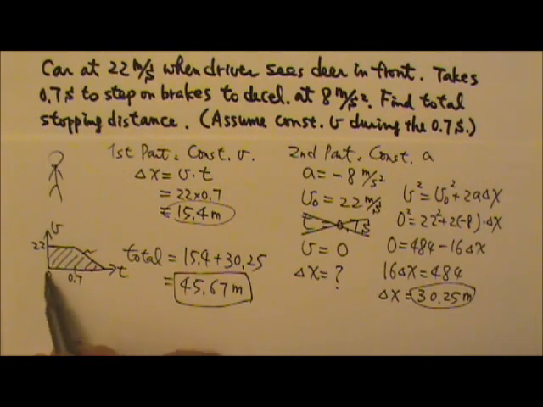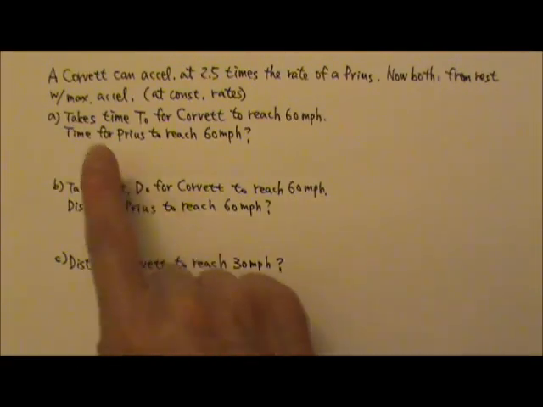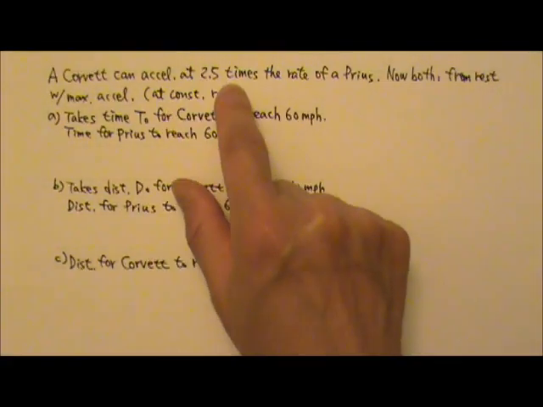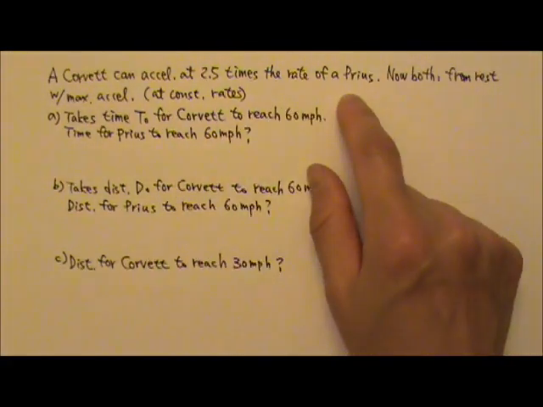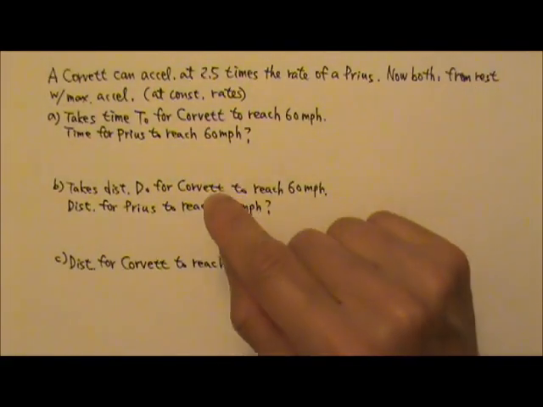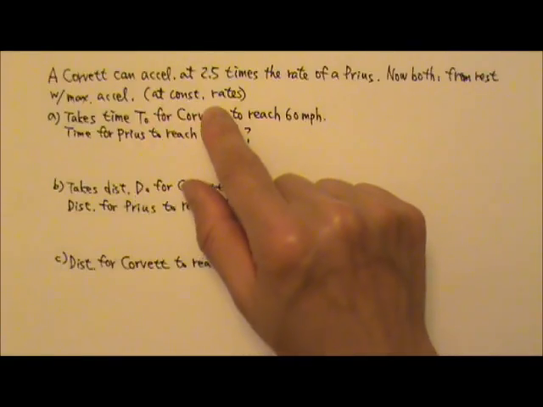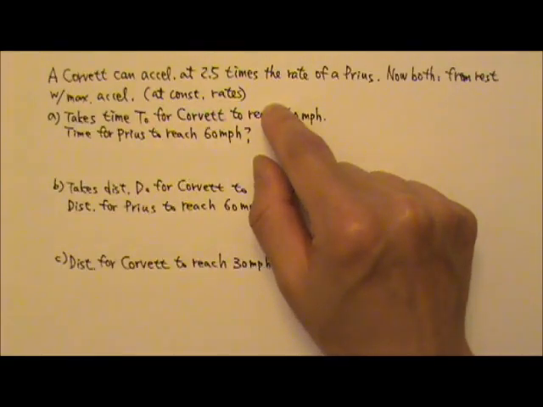And this entire area will give you the total stopping distance. Now this one is a proportion problem. A Corvette can accelerate at 2.5 times the rate of a Prius. Both cars accelerate from rest at their maximum acceleration, and we're pretending that they accelerate at constant rates.